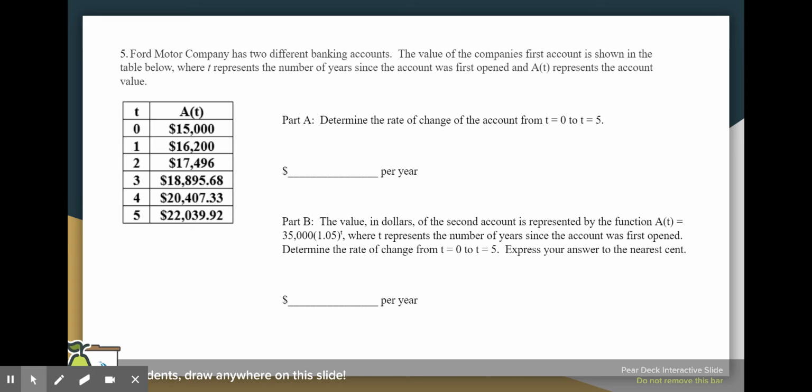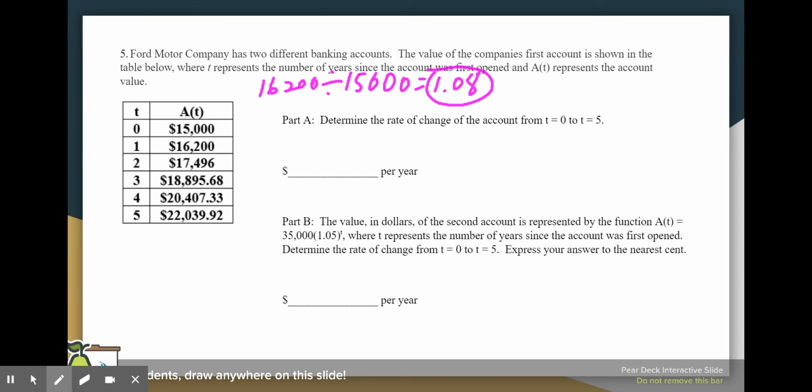We know that because it is an exponential function, talking about accounts and time, it's going to be a multiplication. So what do I have to multiply this by to get this? To figure that out, we're actually going to divide 16,200 divided by 15,000. And I got 1.08. So that means that this is my B, 1.08.